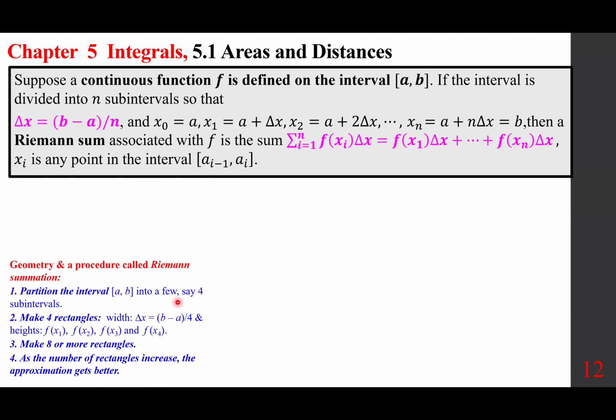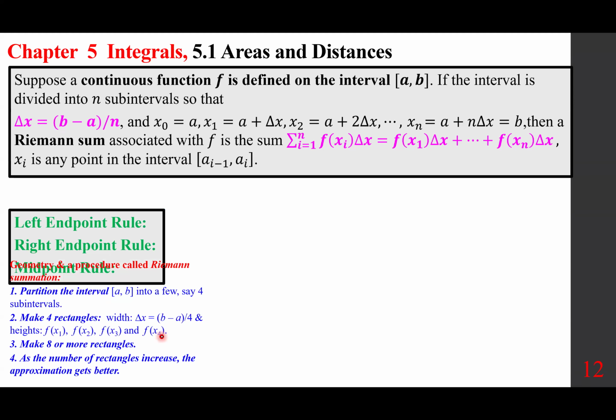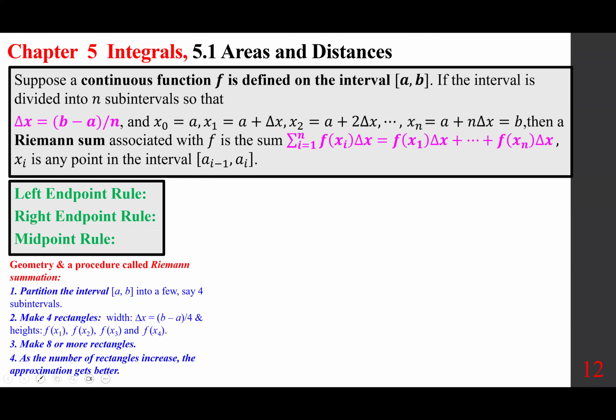Partition the interval into a few subintervals. How many? Let's say 4 subintervals. Make 4 rectangles with the width delta x is (b minus a) over 4, and the heights f of x sub 1, f of x sub 2, f of x sub 3, f of x sub 4. Change it and make 8 and more. And as the number of rectangles increases, the approximation gets better.